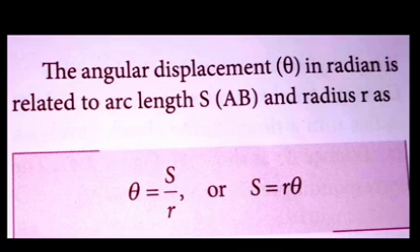So what is the formula for finding the angular displacement? The angular displacement is represented as theta, the distance from A to B is S, and the radius of the circle is R. Therefore theta is equal to S by R. Now we have to find S, so S equal to R into theta. So this is the formula for finding the angular displacement, and the unit of angular displacement is radian.